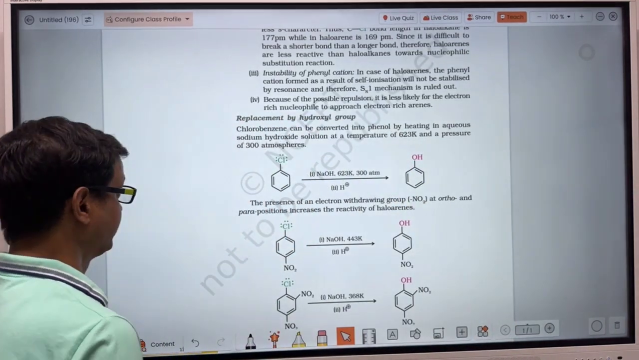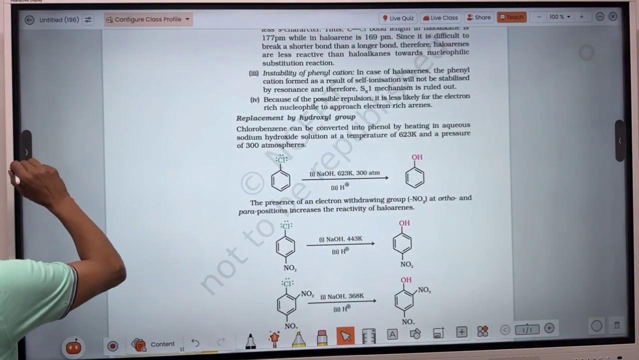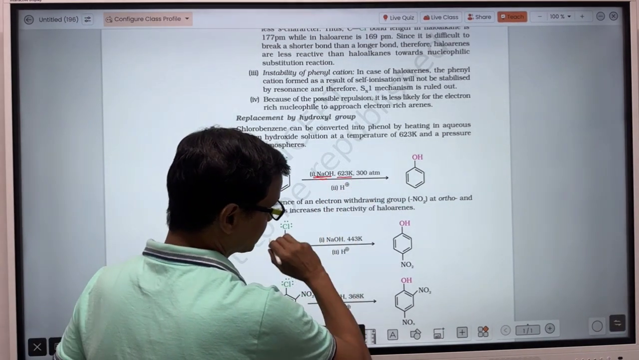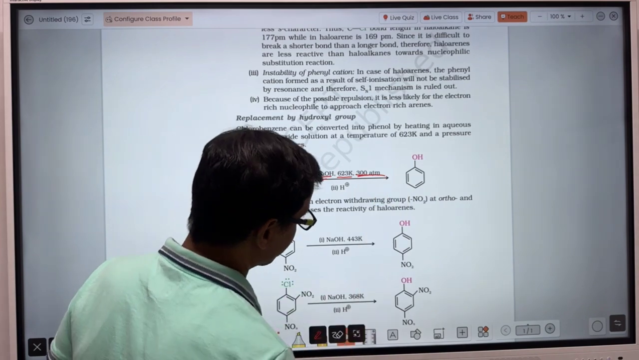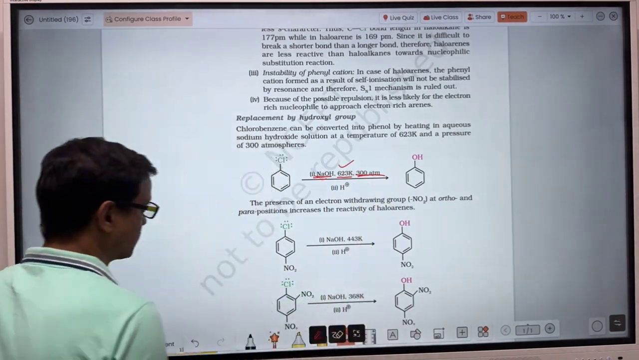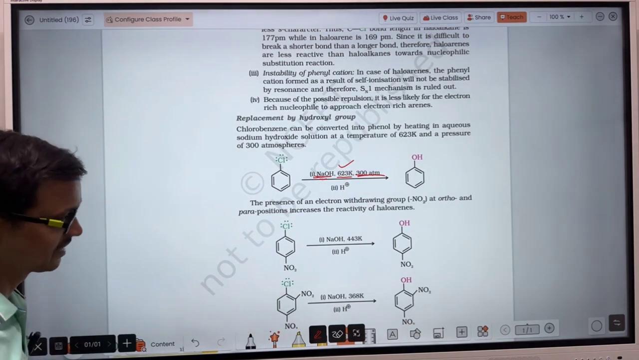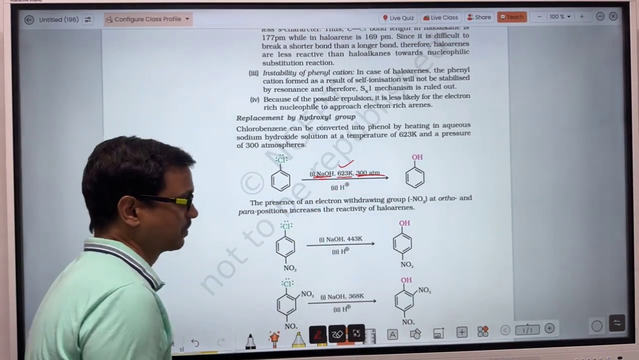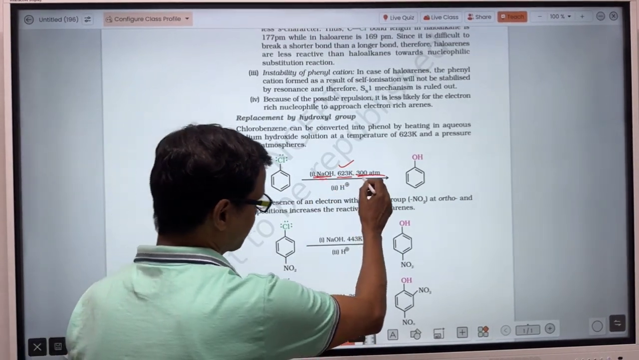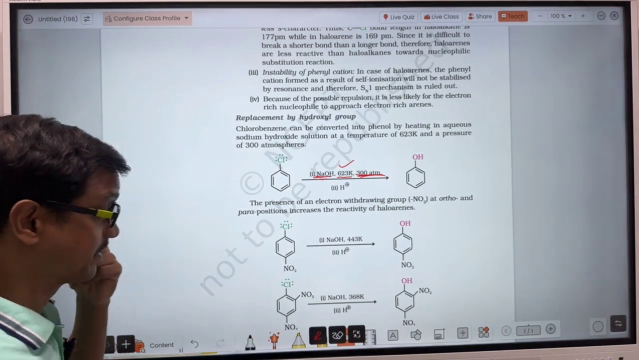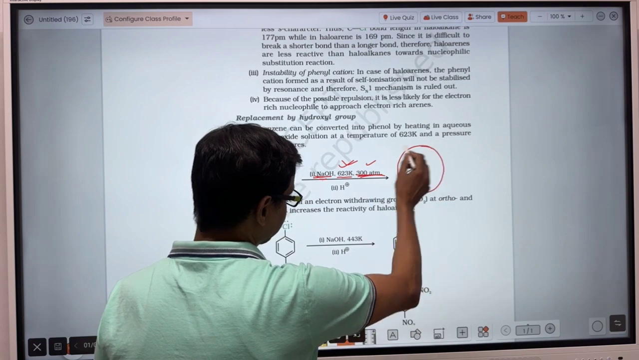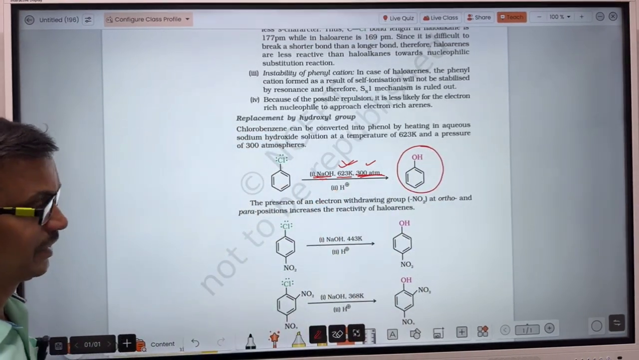As for example, let's see an example here. When this haloarene reacts with NaOH at a temperature of 623 Kelvin and 300 atmospheric pressure, you watch out here, the temperature is very high, that means 623 Kelvin. From here you subtract 273 to get degree Celsius. And the pressure is also 300 atm, so very high pressure also. So under high pressure and temperature, the haloarene reacts here and forms phenol.